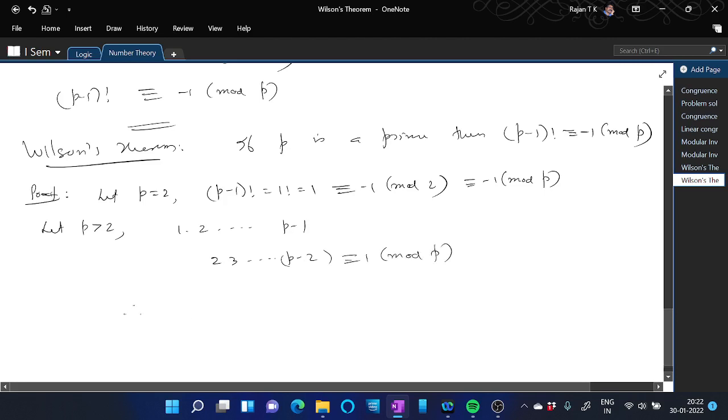And therefore p minus 1 factorial, which is equal to 1 into 2 into 3 into up to p minus 2 into p minus 1, is congruent to 1 into p minus 1 mod p.